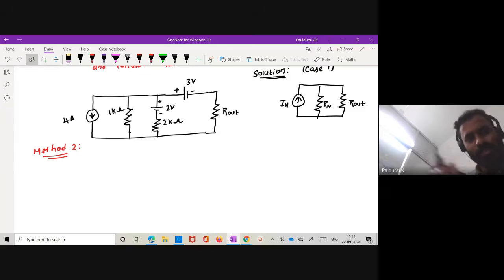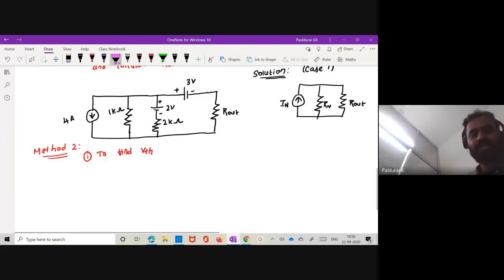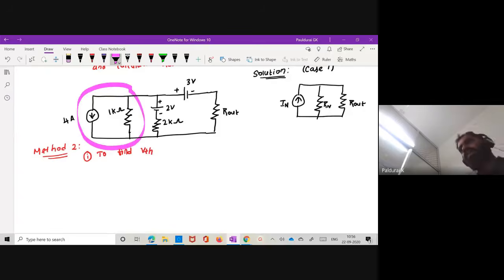They will just look for the final answer. Okay, so method 2, very first step, you want to calculate VTH. Here, whenever you are finding one current source in parallel with a resistance, please try to apply source transformation theorem. If you apply the source transformation theorem, now it becomes very easy.